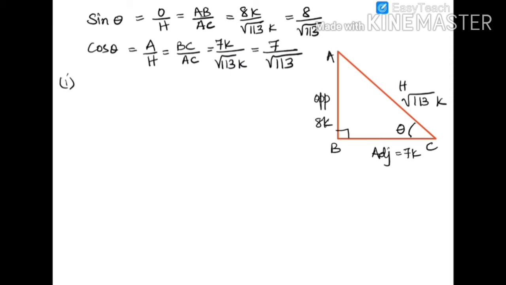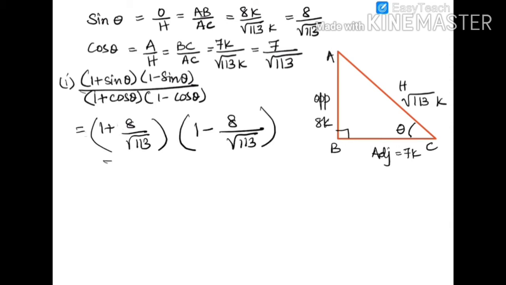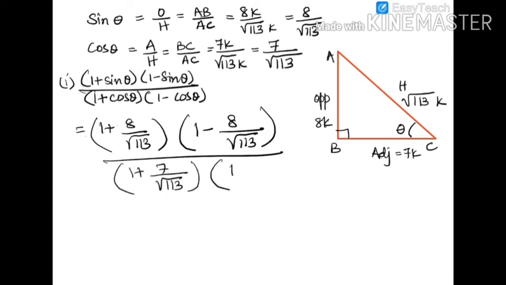So let's find the given expressions. 1 plus sin theta into 1 minus sin theta divided by 1 plus cos theta into 1 minus cos theta. So on substituting these ratios in this expression, we get 1 plus 8 upon root 113 in bracket 1 minus 8 upon root 113 whole divided by 1 plus 7 upon root 113 into 1 minus 7 upon root 113.